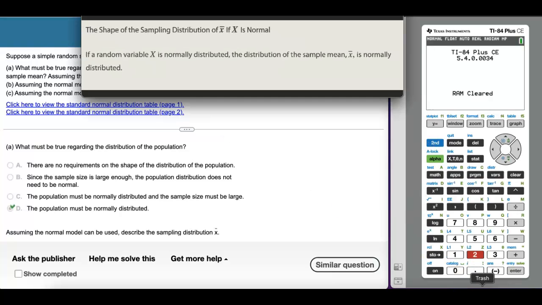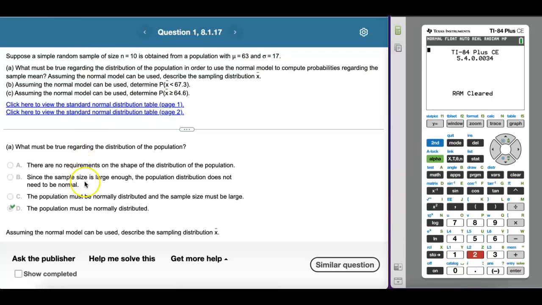So I just grabbed this screenshot from our text, the related interactive assignment, that tells us about the shape of the sampling distribution of the sample mean, x bar. So if the random variable x is normally distributed, then the distribution of the sample mean is also normally distributed. So when you look at your choices, what must be true regarding the distribution of the population, it must be normally distributed. And then up next, you're asked to assume the normal model can be used and calculate some probabilities.